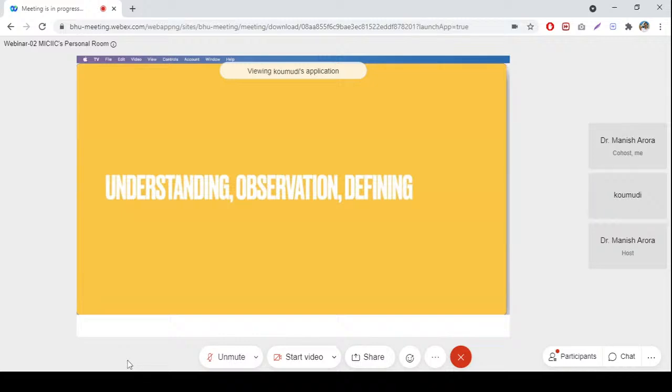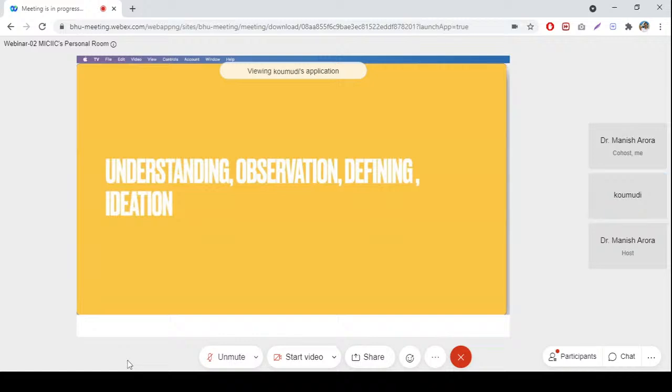In the define mode, the information gathered from the understanding and observation mode is analyzed to refine and reframe the design problems. The refinement and reframing helps the designers to establish features, functions, and any other elements that will allow them to solve the problem. In the ideation mode, the designers generate ideas. They are encouraged to think outside the box to identify new solutions and alternative ways of viewing the problem.